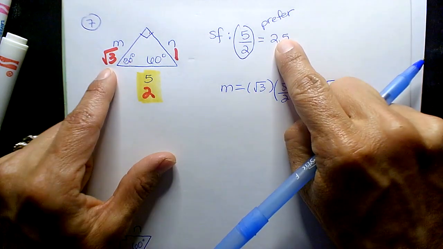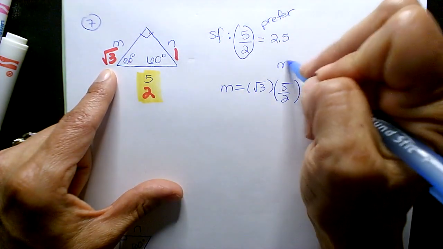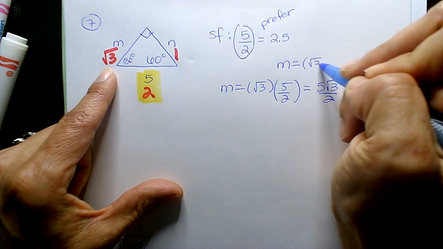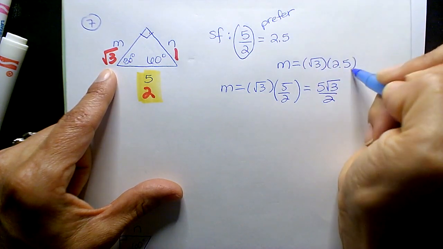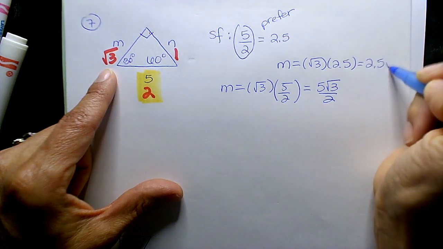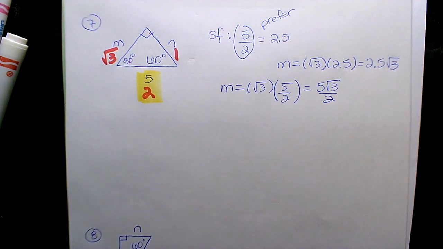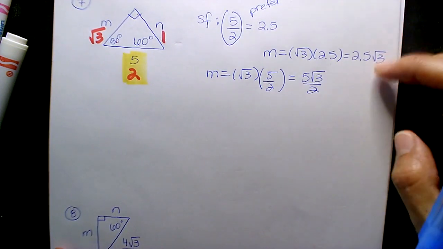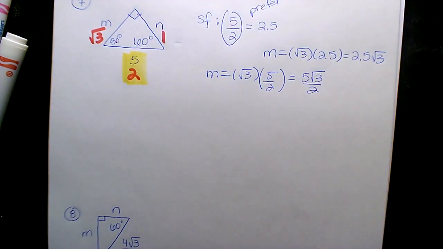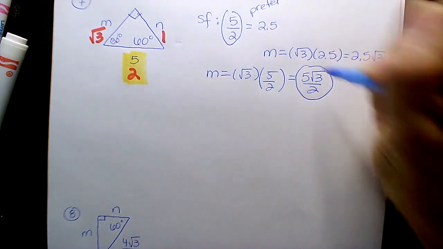For those of you that want to use 2.5, you just have to be careful: if you're taking a state test, it does not like decimals. Even though this is an equivalent correct answer, special right triangles do not like decimals. It should be integers, ratios, simplified radicals.